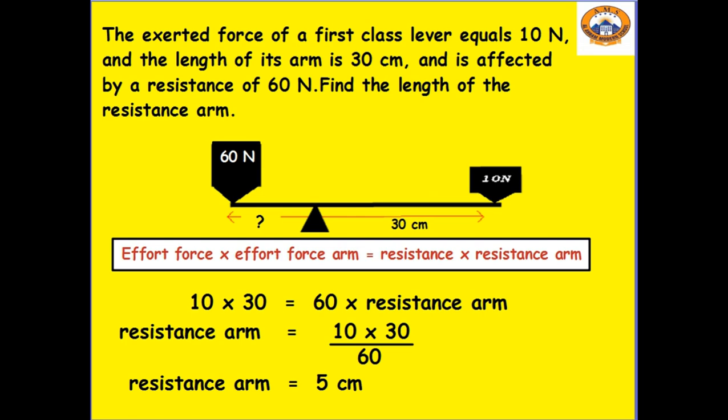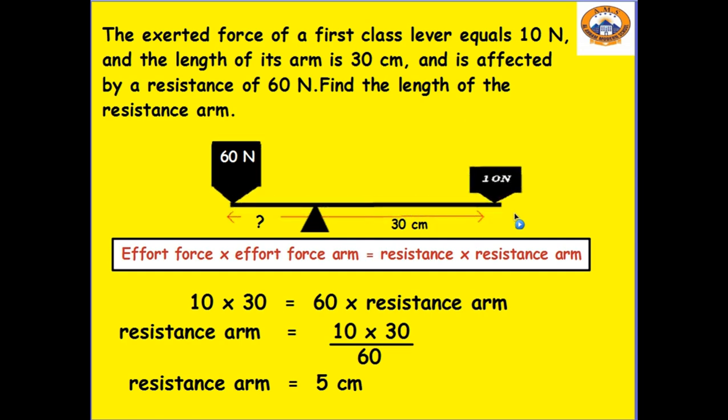Now let me ask you, does this first class lever save effort or not? We have to compare the F and the R, the effort force done to overcome the resistance. Here, in order to lift up a resistance of 60 Newton, we exerted a force of only 10 Newton. Of course, this lever will save effort because the effort force was smaller than the resistance force.